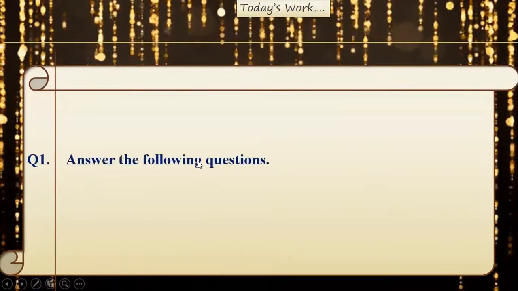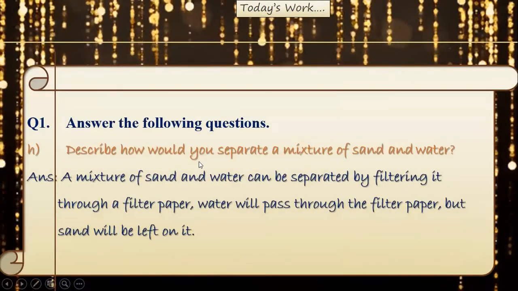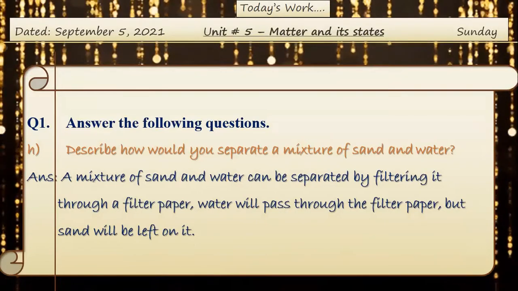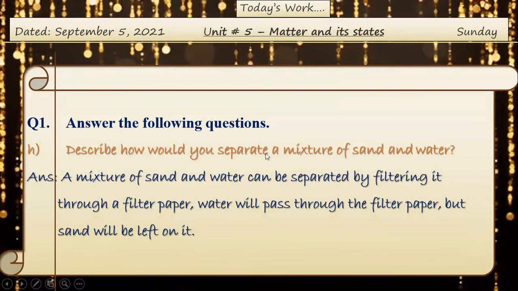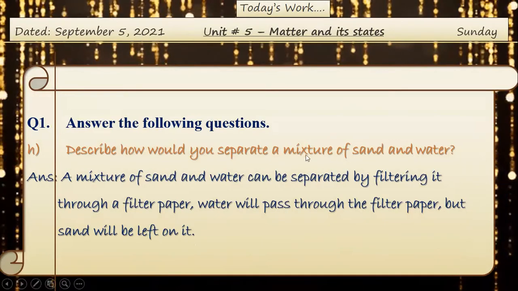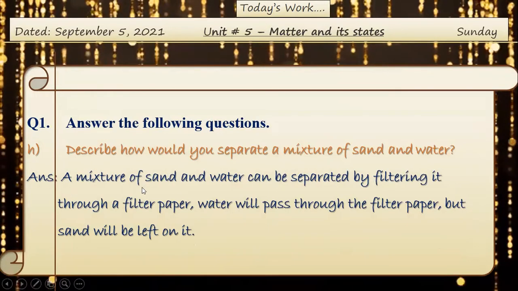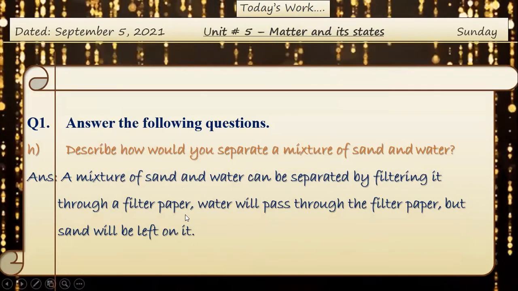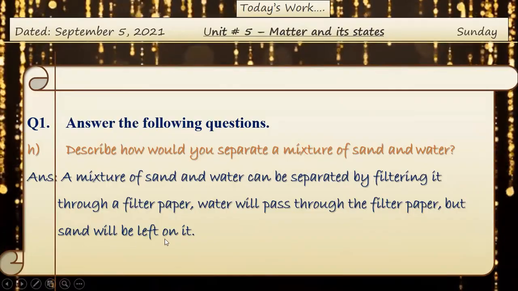Now today's work. Today is September 5, today is Sunday, and we are doing the remaining parts of question number 1, part H. Just now we discussed how we can separate sand and water by using filter paper. That is a method called filtering. A mixture of sand and water can be separated by filtering it through filter paper. Water will pass through the filter paper, but sand will be left on it.